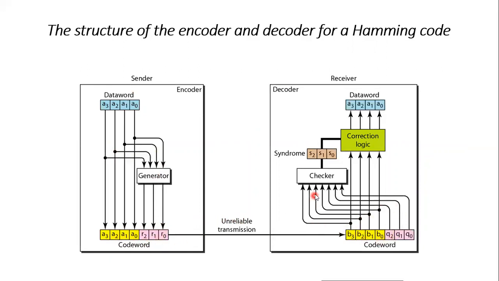Then a checker uses the same generator. Here 3 bits, therefore there are 3 syndromes, S0, S1, S2. Then the correct data words are received by the user.